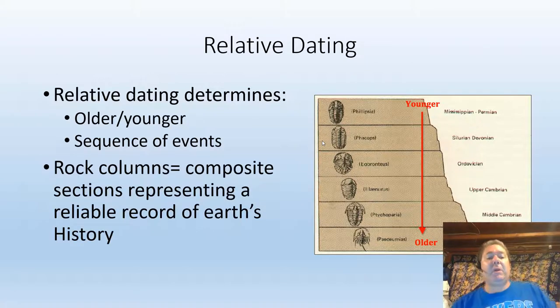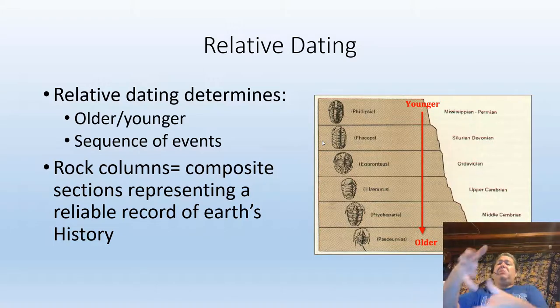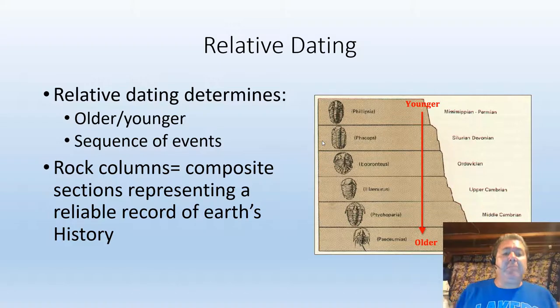And we're creating what we call a rock column, right? A composite section that represents a reliable history of Earth's record. Now, you don't find any one place on the Earth where you can just see straight from 4.55 billion years till now. You have to take little pieces here, little pieces there, and match them up and stick them together and build up a nice big composite section representing a reliable history of our planet, right?